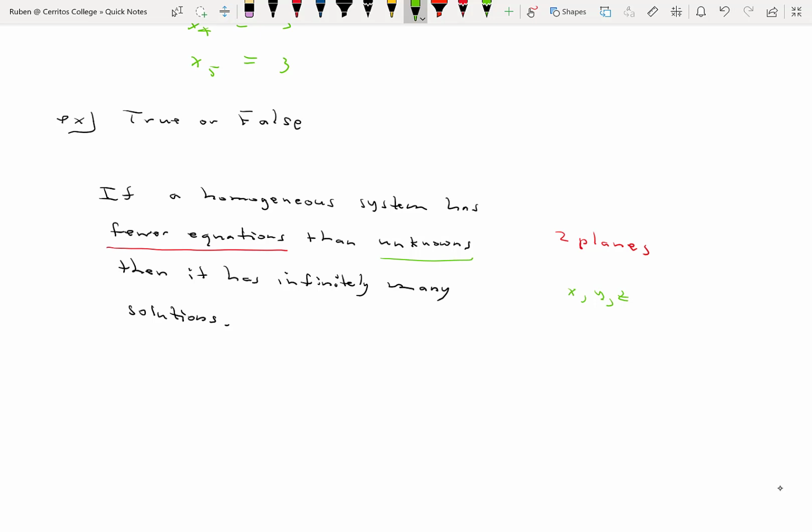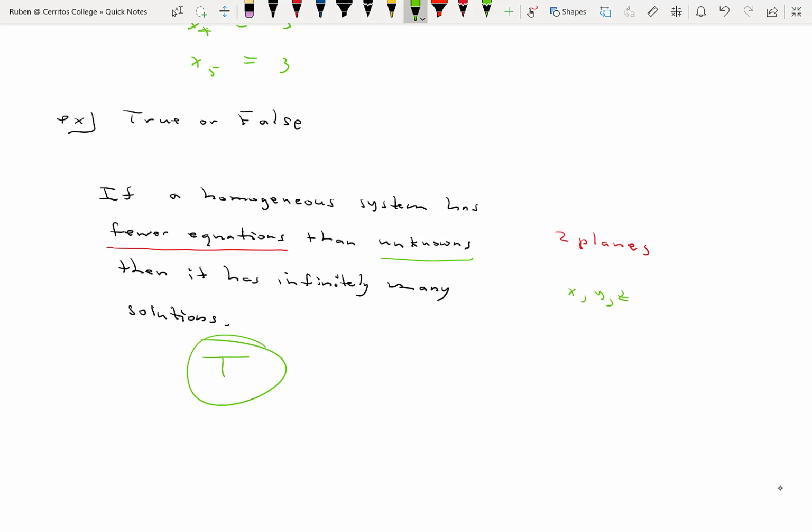Now, before we move on, the answer, of course, then is true. But if I remove the word homogeneous, then it's not true. If I have just any 2 planes, if I have a system with fewer equations, not homogeneous, but just any system with fewer equations than unknowns, if I have 2 planes that don't necessarily pass through the origin, those 2 planes don't have to intersect at all. So there would be maybe no solutions. Maybe they do intersect, in which case we would have an infinite number of solutions.